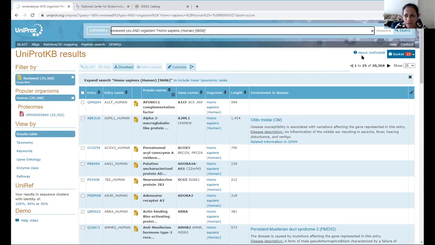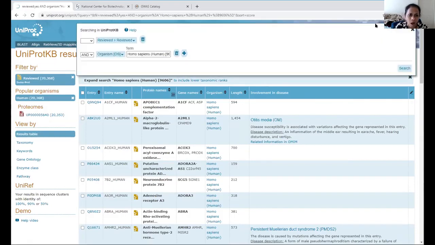Now, the next one I want to tell you is, okay, go back to the advanced search. Out of these 20,000 proteins, how many of them are actually experimentally validated to be involved in a disease?